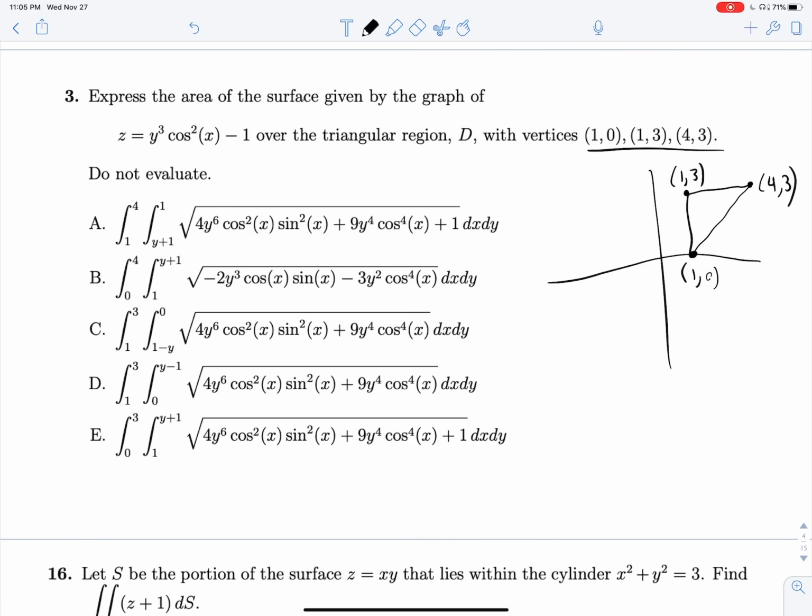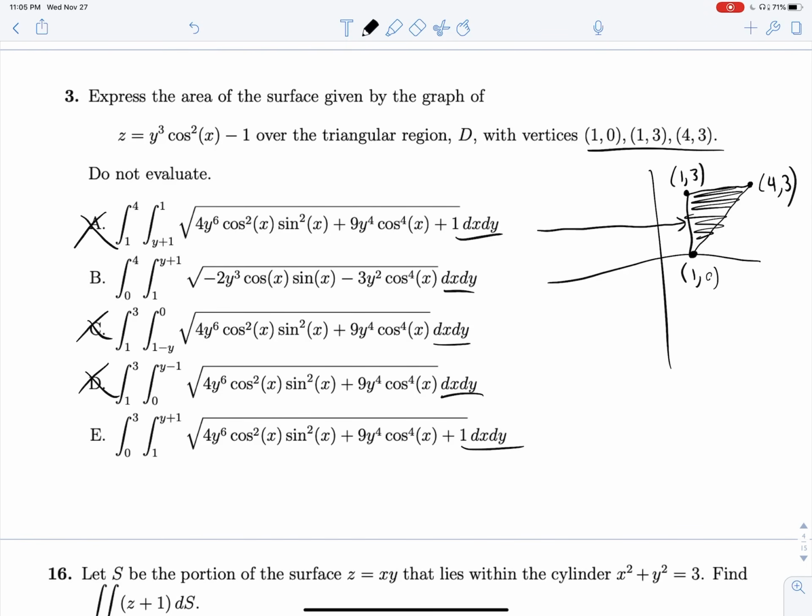And 4, 3. And yeah, we want this region here. So it looks like all of our integrals are expressing things in dx dy. So let's figure out those bounds. If we draw a line parallel to the x-axis, it's going to enter our region with the line x equals 1. So our first integral should have a lower bound of 1. That rules out d and c and a. Wow, already down to a 50-50.